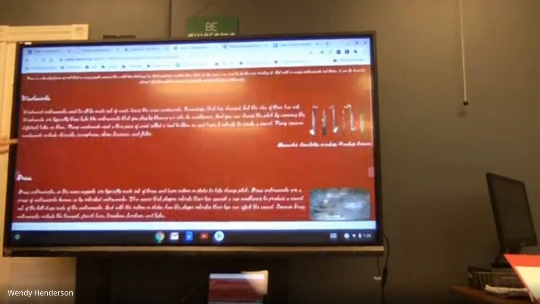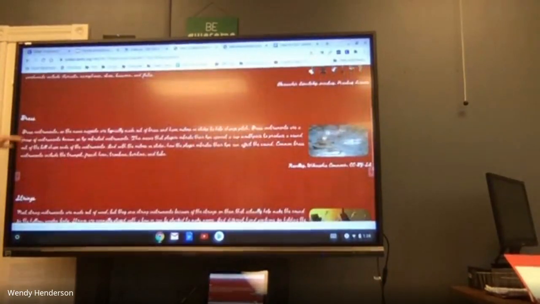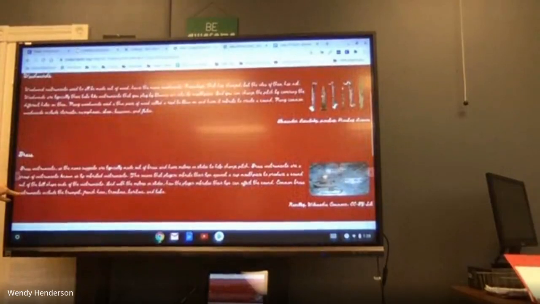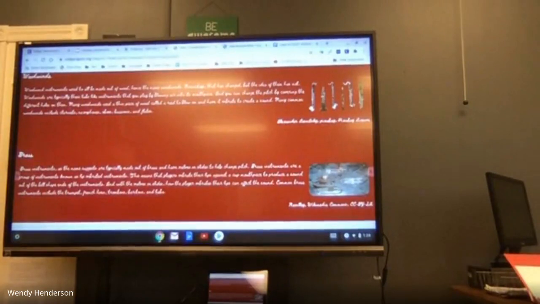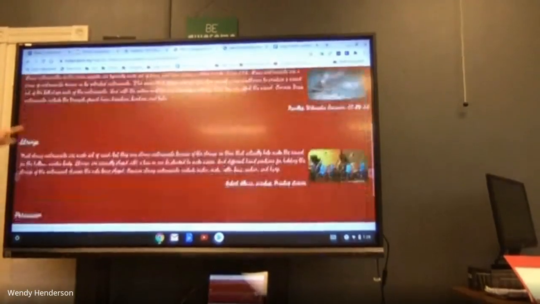I've got woodwinds. I do brass probably. Woodwinds are instruments made all out of wood nowadays, hence the name woodwinds, but nowadays that has changed, but the idea of them has not. Woodwinds are typically tube-like instruments that you play by blowing air into the mouthpiece. Then you've got brass and strings.